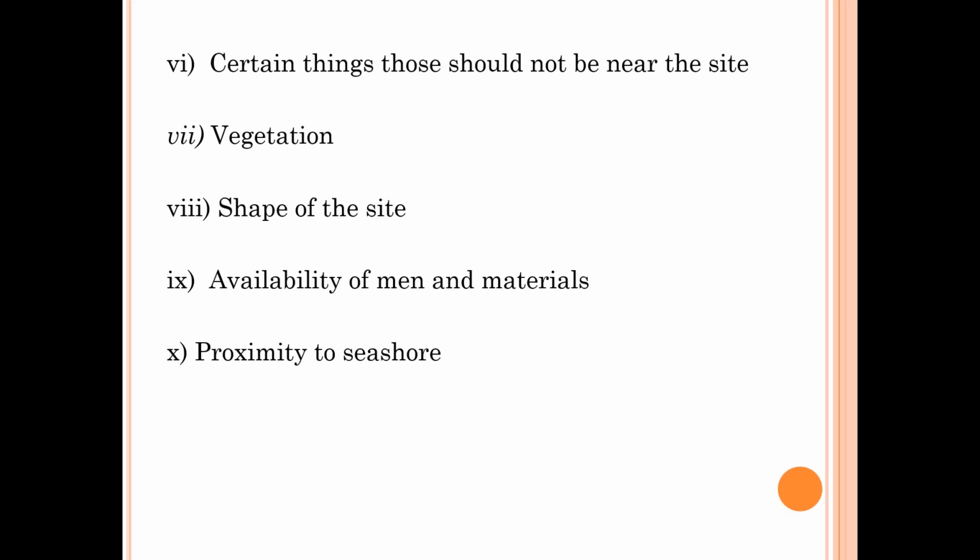Then the shape of the site. Most of the time the shape of the site should be rectangular rather than square or any other shape. Then availability of men and materials. The availability of material for the construction and labor should be taken care of, whether the material is available near the site and whether the labor is available or not.